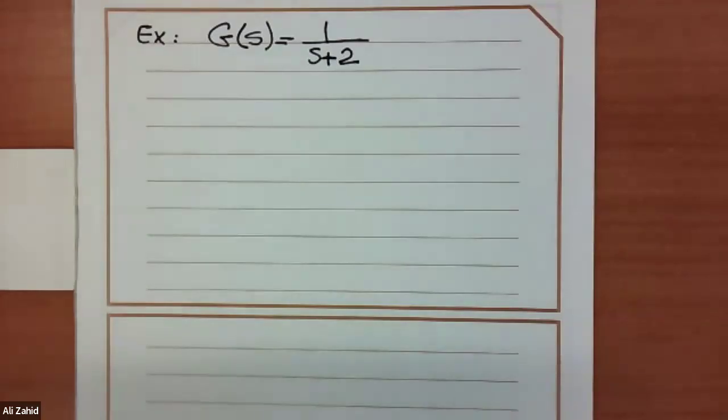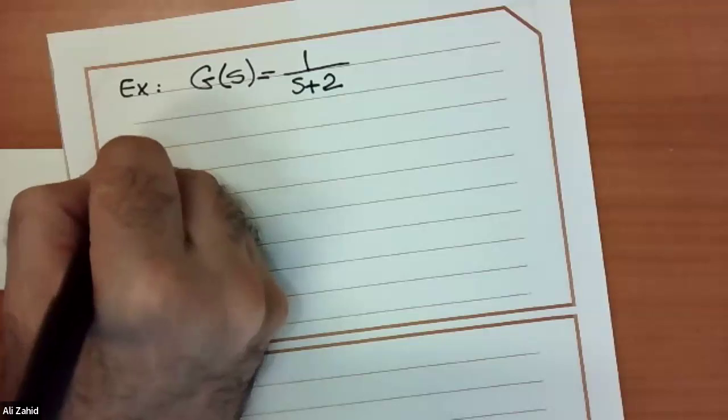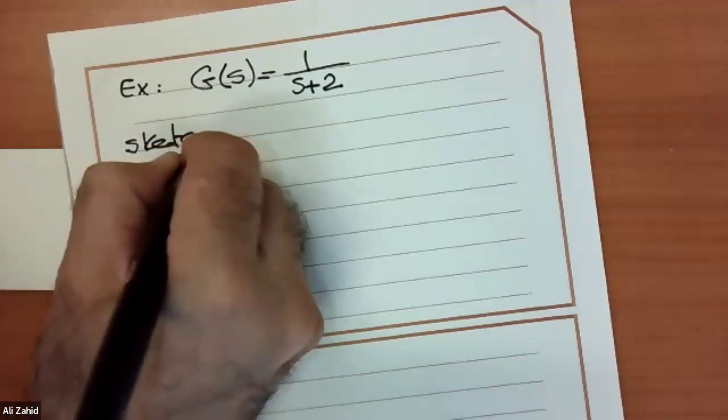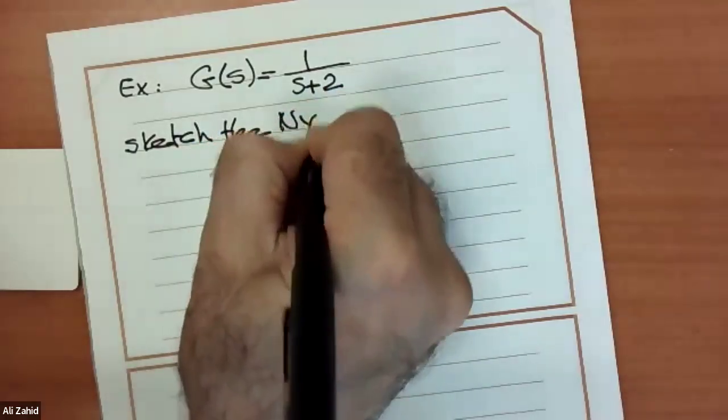Good. Now, what is the first step? So the question tells you what? Sketch the Nyquist plot. Now, what's the plot?